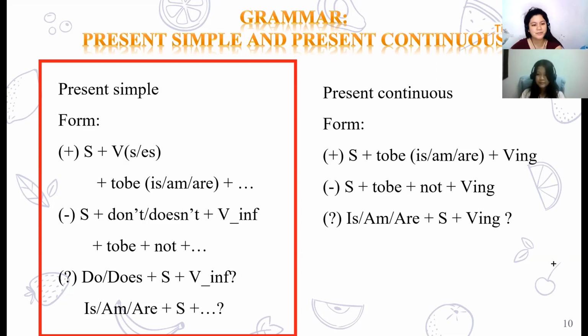Now I'm going to explain to you the difference between present simple and present continuous, okay? We use the present simple tense when we want to talk about fixed habits or routines, like the things that don't change. An example is, I wake up every day. So that's a daily routine. You wake up every day.